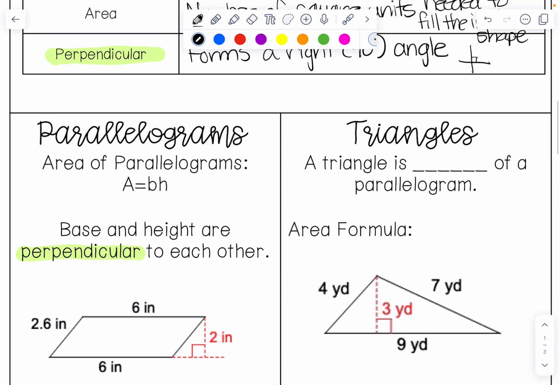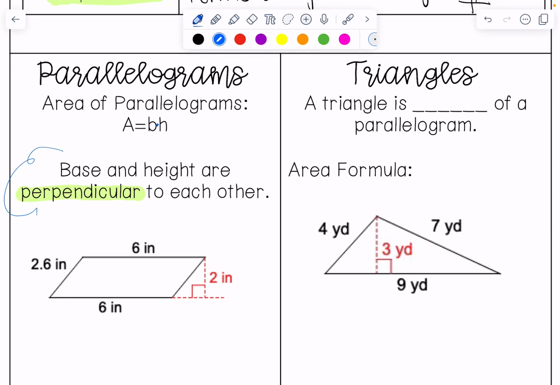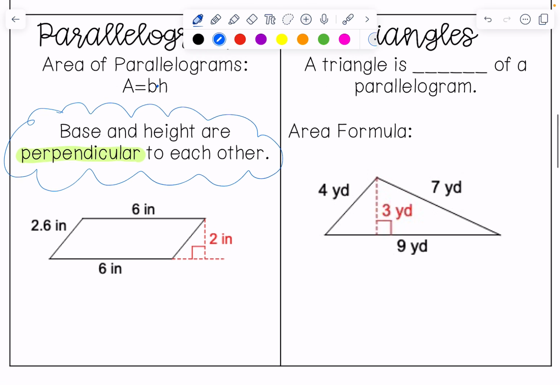So area of a parallelogram, this is kind of a review from elementary school. Our area formula for a parallelogram is just base times height. And again, when you don't see an operation symbol, you assume that you're multiplying. So if you multiply your base times your height, you get the area. Just notice that your base and your height need to be perpendicular to each other, forming that right angle.